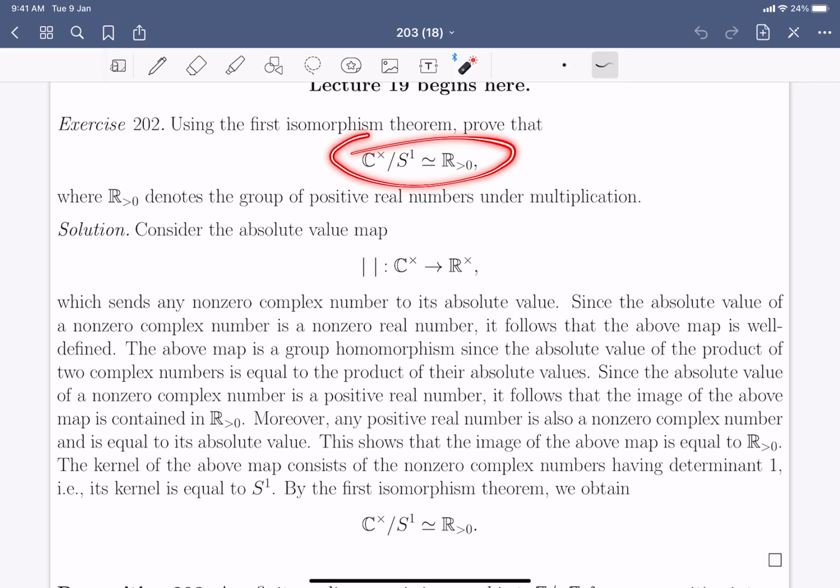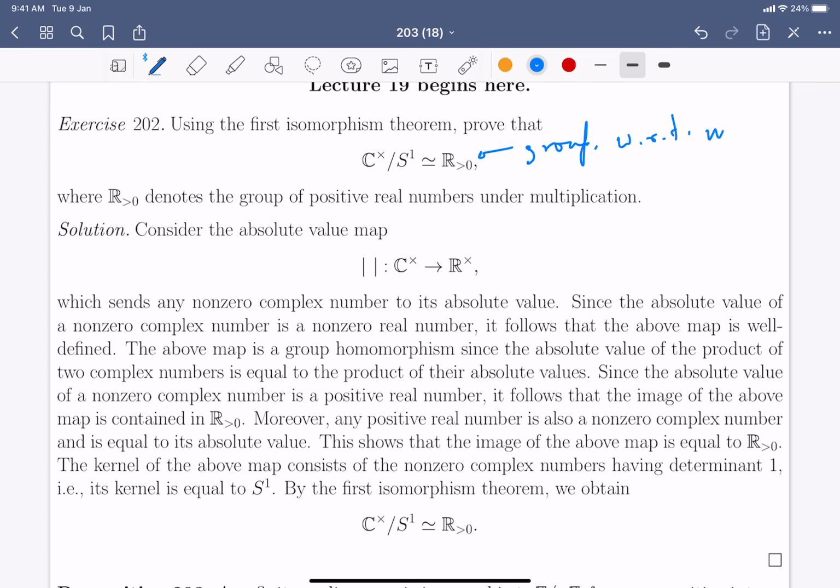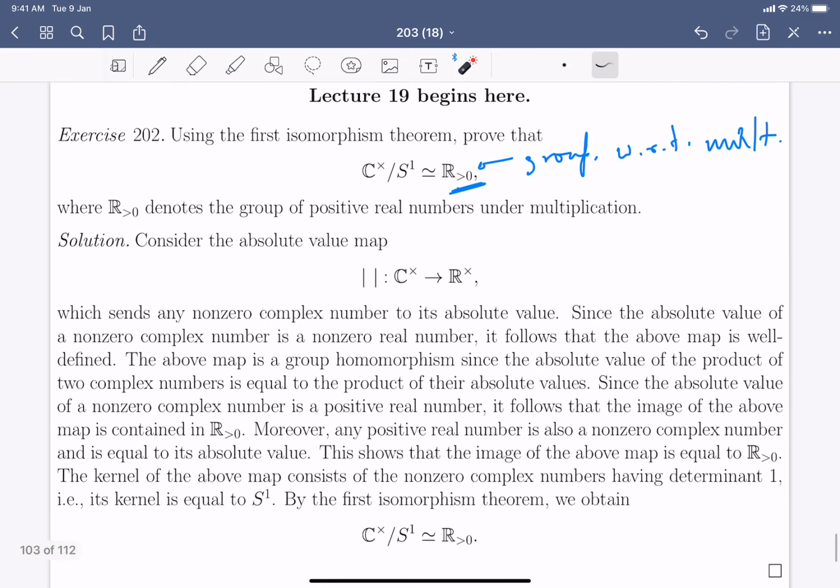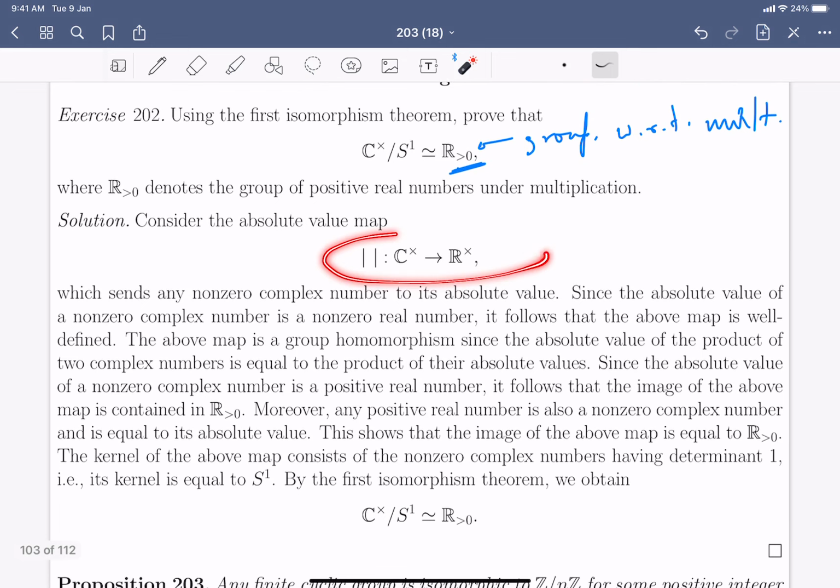It says that C cross modulo S1 is isomorphic to the group of positive real numbers. This is a group with respect to multiplication. We are going to establish this using the first isomorphism theorem. The proof is completely straightforward as long as one can come up with a group homomorphism from C cross to R cross, or maybe R positive, having S1 as the kernel.